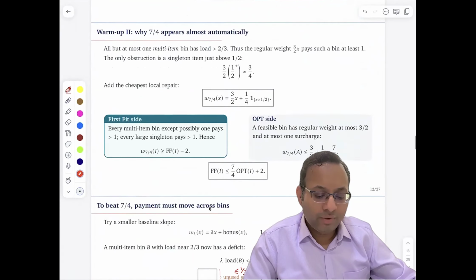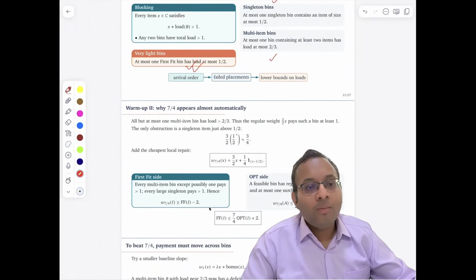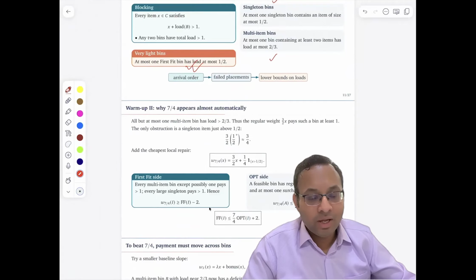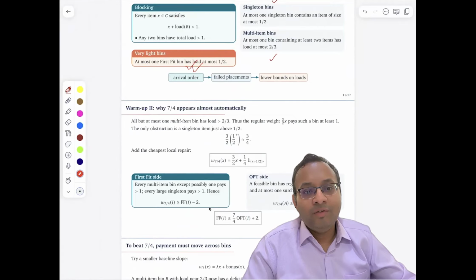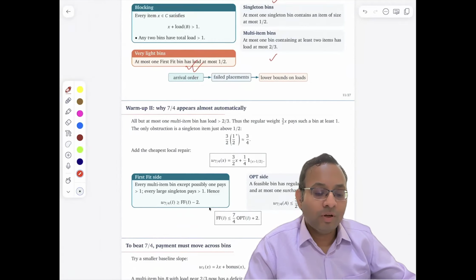So now 7 by 4 appears kind of automatically. We know that all but at most one multi-item bin has load strictly more than 2/3. So if I set the weight function to be w(x) equal to 3 by 2 times x, then all such bins have weight at least 3 by 2 times 2/3, which is 1. So we are fine. Our goal is basically to show that all the bins produced by our algorithm, except some constant number of bins, have weight at least 1. So what are the problematic bins? For multi-item bins we are done except one bin.